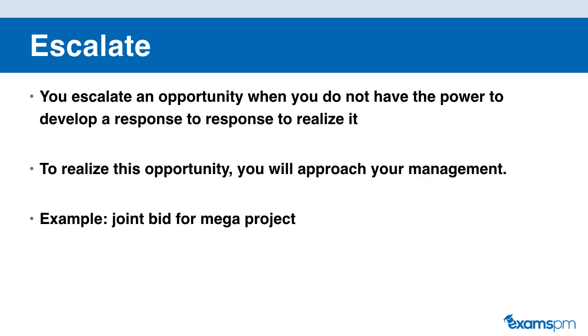So let's take a look at an example. If you team up with another project team from a big organization, you can jointly bid for a project. However, you don't have the authority to contact this other organization, and you simply don't have all of the resources available on your project team right now to seal this deal. So you ask your management team to approach them and make the arrangement.